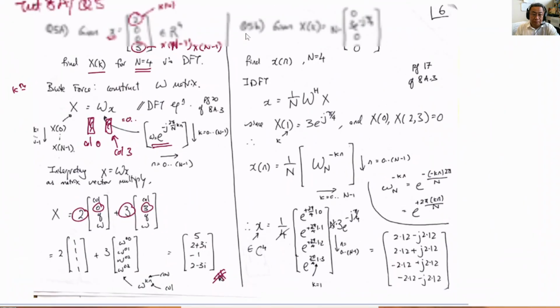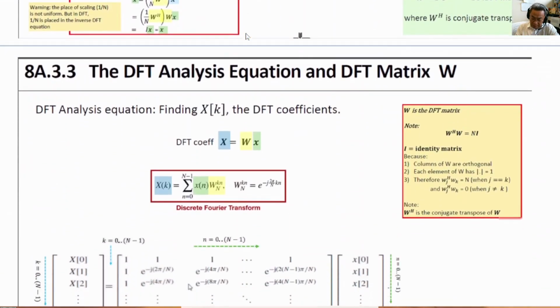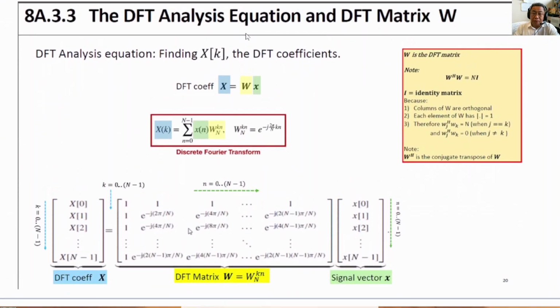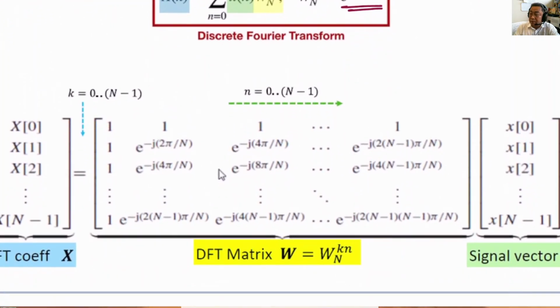Now, for the theory, this will be the theory in our lecture notes. The details are here in page 20. The capital X is the DFT coefficients, the small x is the input, the W is the DFT matrix, and the elements of W are here, with the minus sign here. And this is the thing that you'll see.